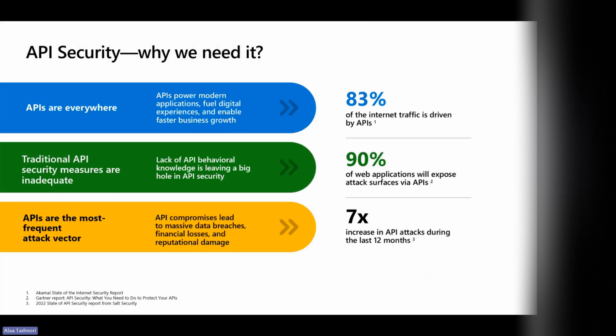All right. So this slide talks about how the internet is driven by APIs. I don't think I need to explain this to any further extent. Anybody who's in the IT space knows the importance of APIs and how ubiquitous they are. So 83% of internet traffic here is said to be driven by APIs. And the attacks, if you look at this, 90% of web applications will expose an attack via API. These are scary numbers, honestly.